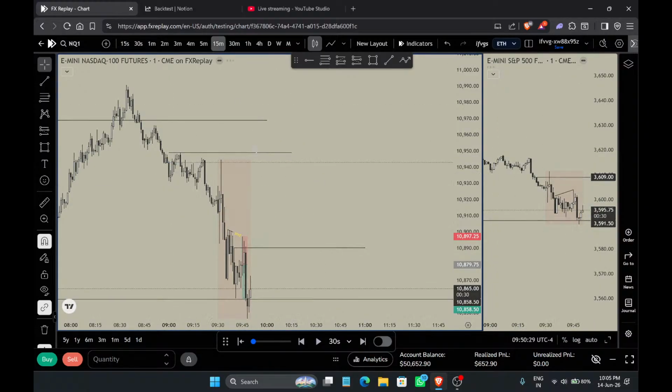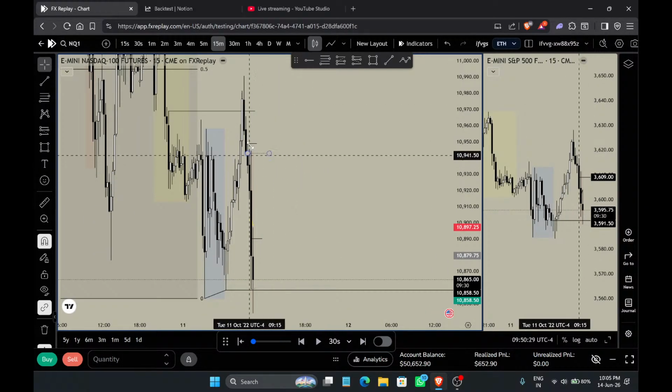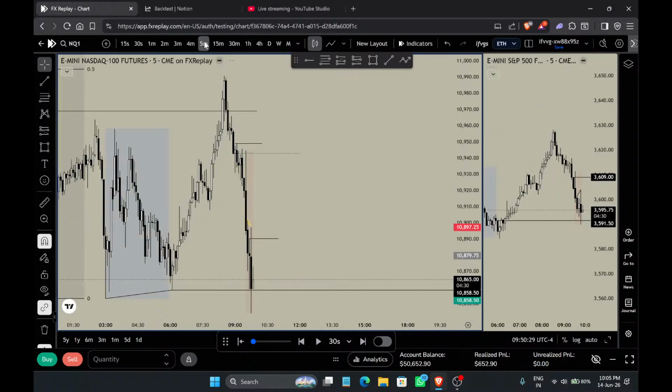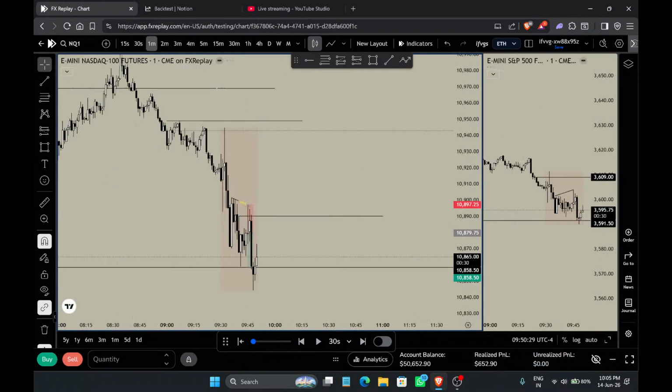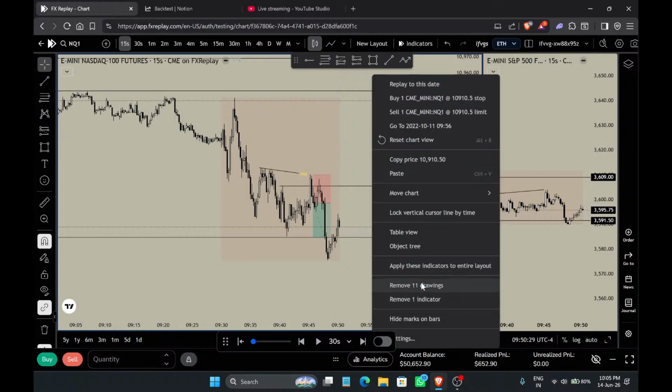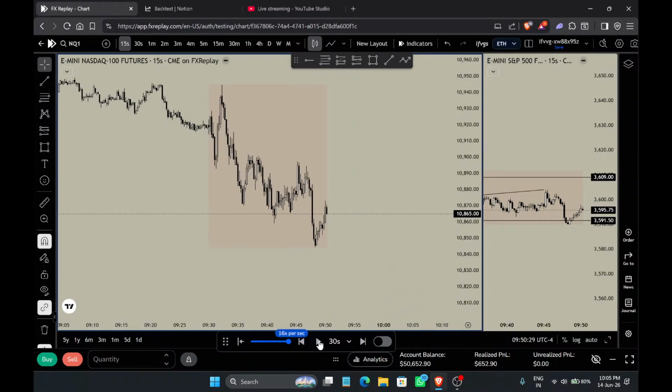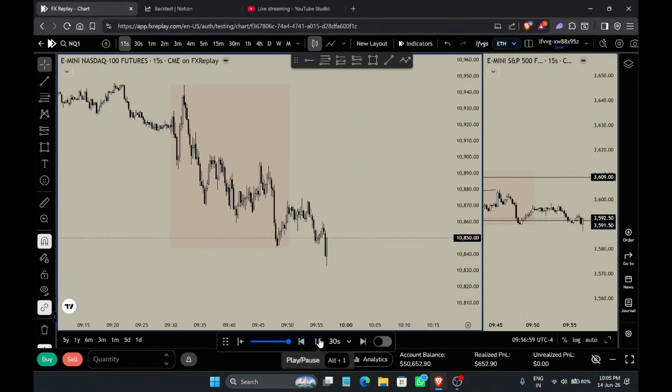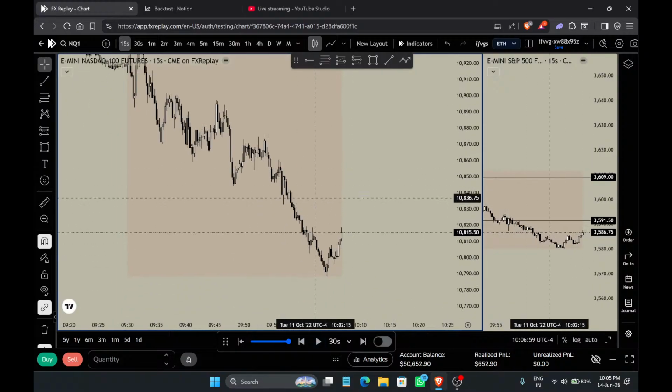Okay, look at this level. This level got respected. This was the first trade of it. This is what we are doing right now. So we're shifting over.